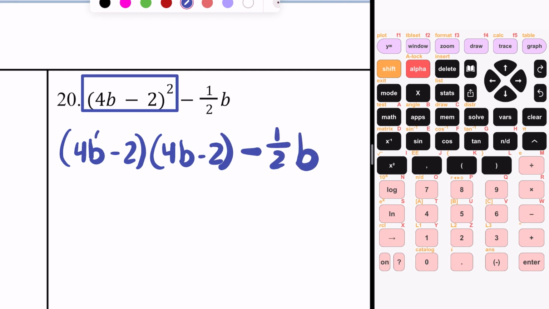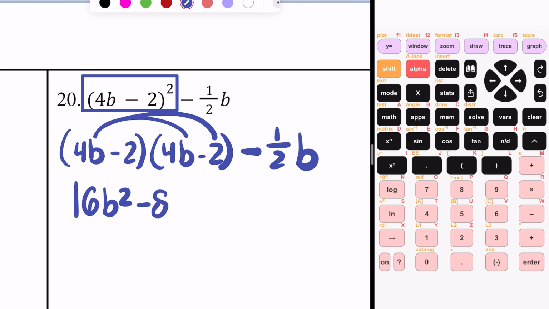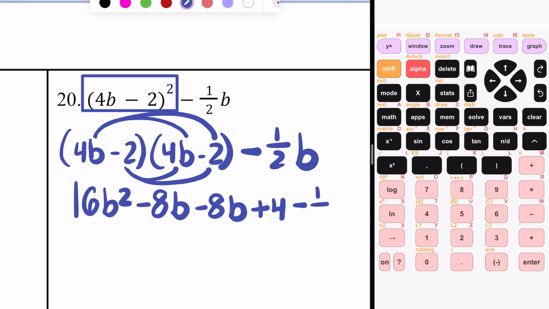So let's look at it. 4b times 4b is 16b squared. 4b times negative 2 is negative 8b. Negative 2 times 4b is negative 8b. And negative 2 times negative 2 is positive 4. And then we're going to bring down our negative 1/2 b. Okay, let's combine like terms. 16b squared.